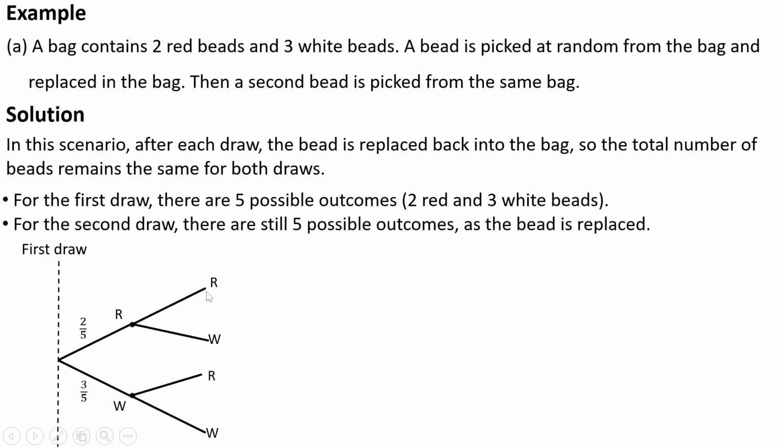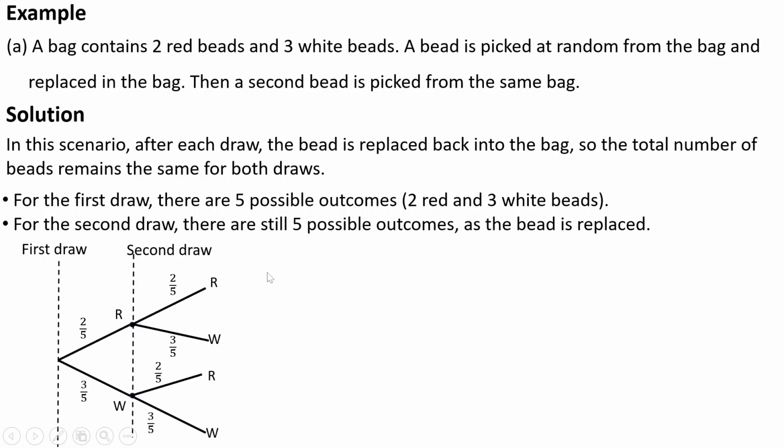So the probability that it will be red is the same, because the bead was replaced back in the same bag. So if you pick for the second time, the probability that it will be red is still 2 over 5. Also, the probability that the pick was white is still the same. Since the bead was replaced, it is still 3 over 5. And here it is still 2 over 5, and here it is still 3 over 5, because the ball was replaced back.